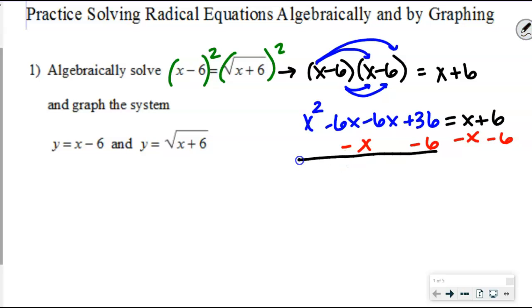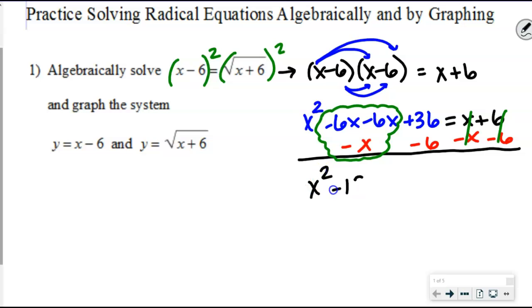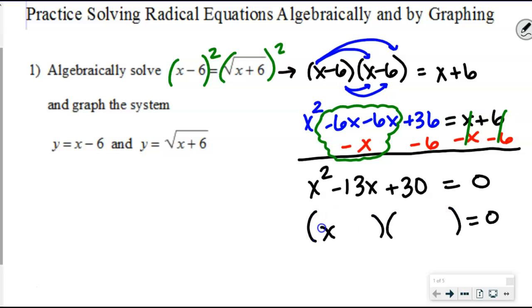Be careful as you're collecting your like terms. Obviously this right side is going to be a 0, but when you are collecting your linear components, negative 6x minus x would be a negative 13x. So we end up with x squared minus 13x, and then combine your constants and you get a plus 30. There's our quadratic, and we are going to factor this. That is the best method for solving these.